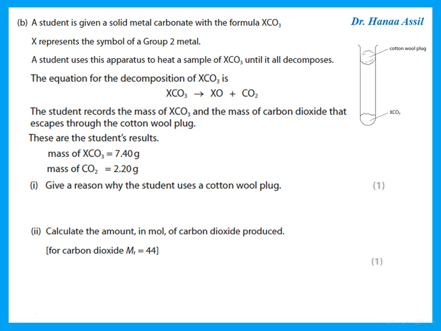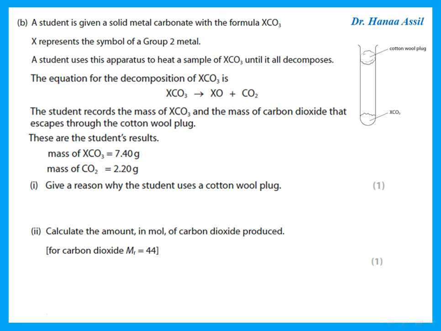A student is given a solid metal carbonate with the formula XCO3. X represents the symbol of a group 2 metal, so we should know we're looking at group 2 metals. A student uses this apparatus to heat a sample of XCO3. So the problem is I don't know what X is. It is heated until it all decomposes, and the equation for the decomposition is this.